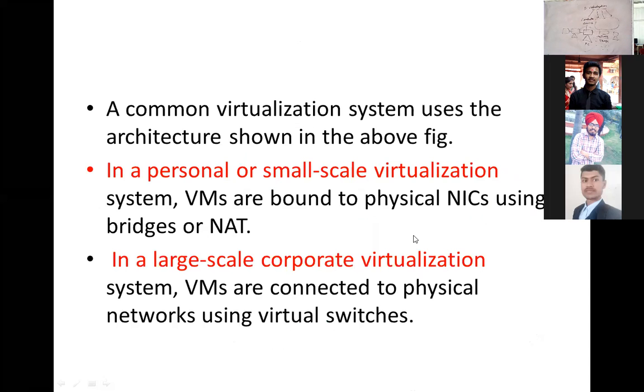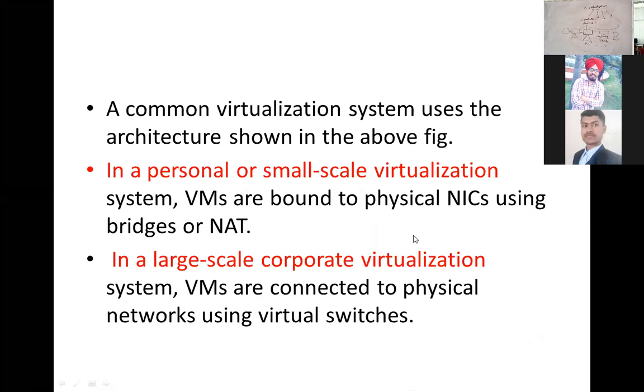So when can we use NAT or bridges, and when can we use virtual switches? Whenever we are doing some small scale virtualization, like creating a single virtual machine on a physical machine, we are bound to physical NICs, the network interface card. Using bridges or network address translation, we can connect a physical machine with the single virtual machine, or two machines.